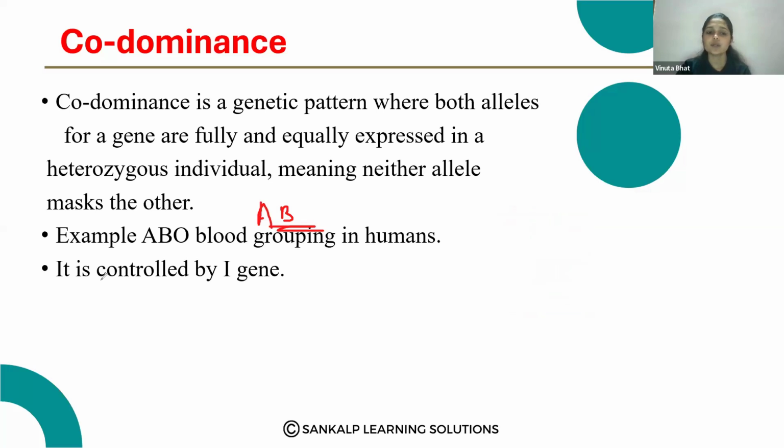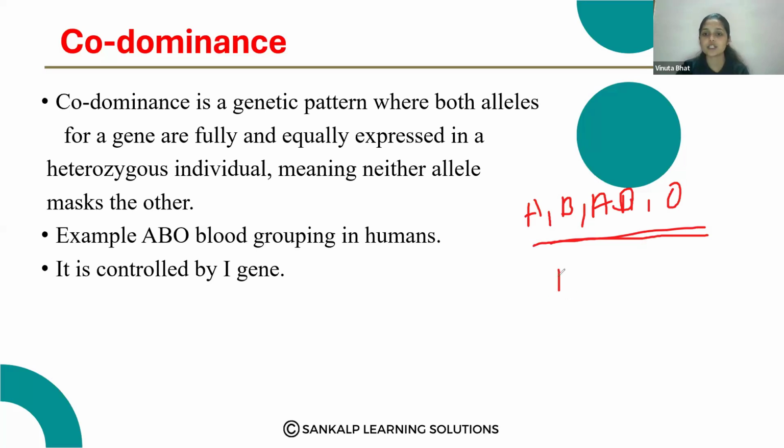codominance. Okay, here the blood group in human beings is controlled by a gene that is called the I gene. Blood grouping in human beings, you know that A, B, AB and O blood groups are there, right? So these are the four important blood groups found in human beings. This blood group is controlled by a gene called the I gene. Okay, so this I gene has three different forms.